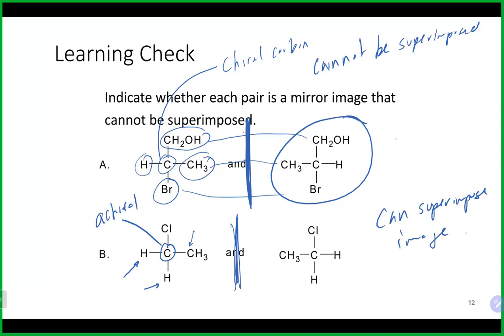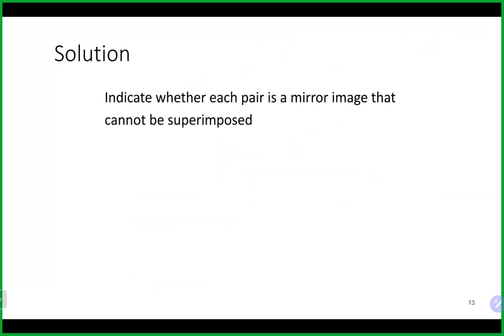So to answer the question, this one would say yes, and this one would say no, because the question was which one cannot be superimposed. So the top one cannot be superimposed, bottom one can. Any questions on those two there?